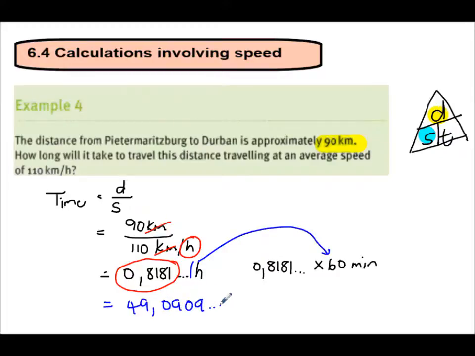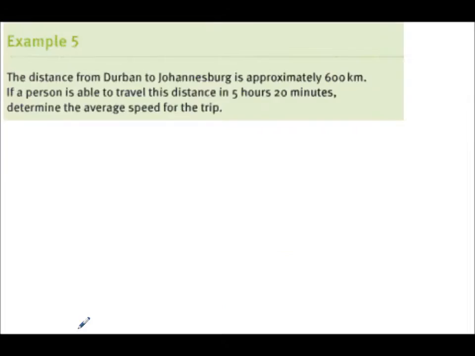49,0909 and so on. Remember, your time doesn't have to be accurate to decimal places, so it will take 49 minutes to get from Pietermaritzburg to Durban. Because I changed that to minutes, my answer is in minutes.